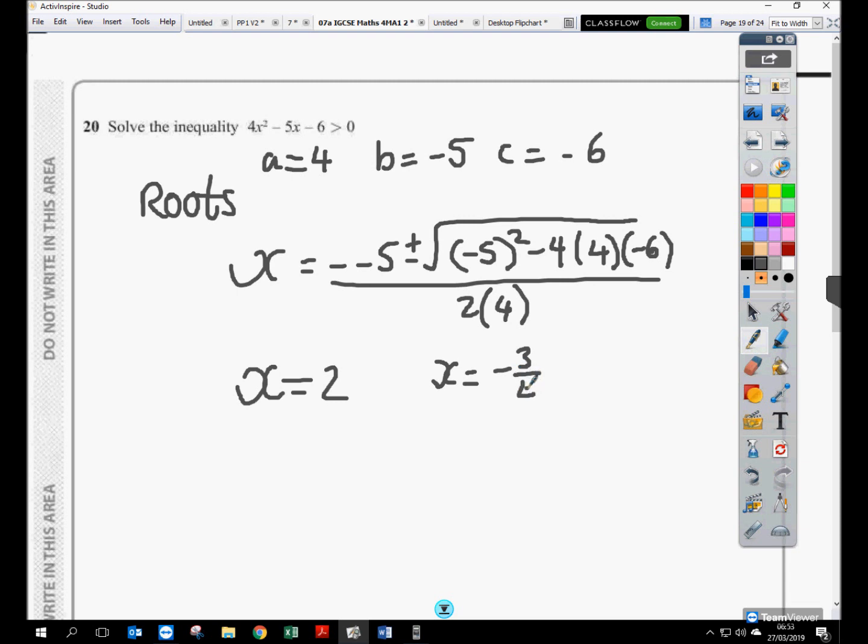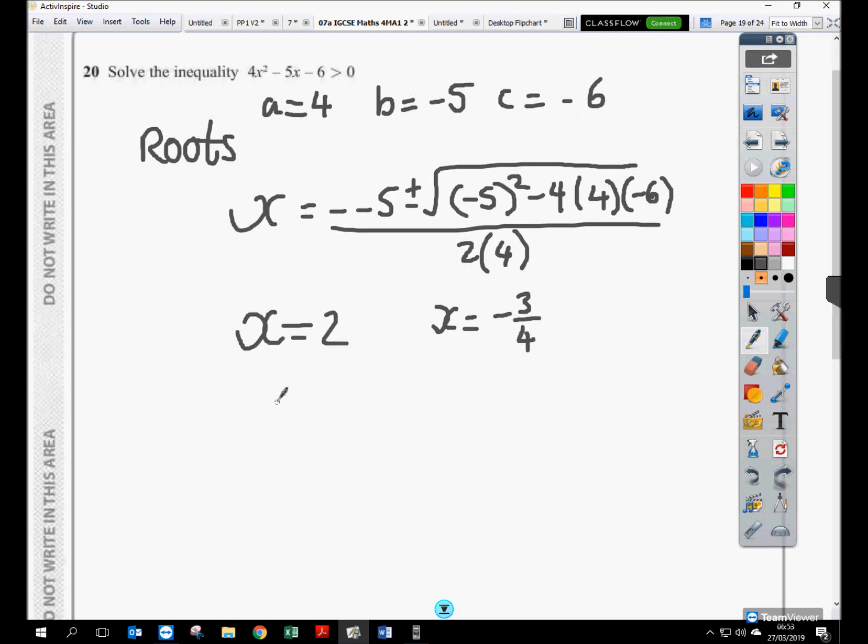Now, these are the roots of the quadratic equation. So, this is an x squared graph. It's a parabola. It has a bowl shape. What we're going to do is mark the roots on. The roots are where the graph intersects with the x-axis: negative 3/4 and 2. The graph has a bowl shape and it's a happy face because it's a positive x squared. It's like this.